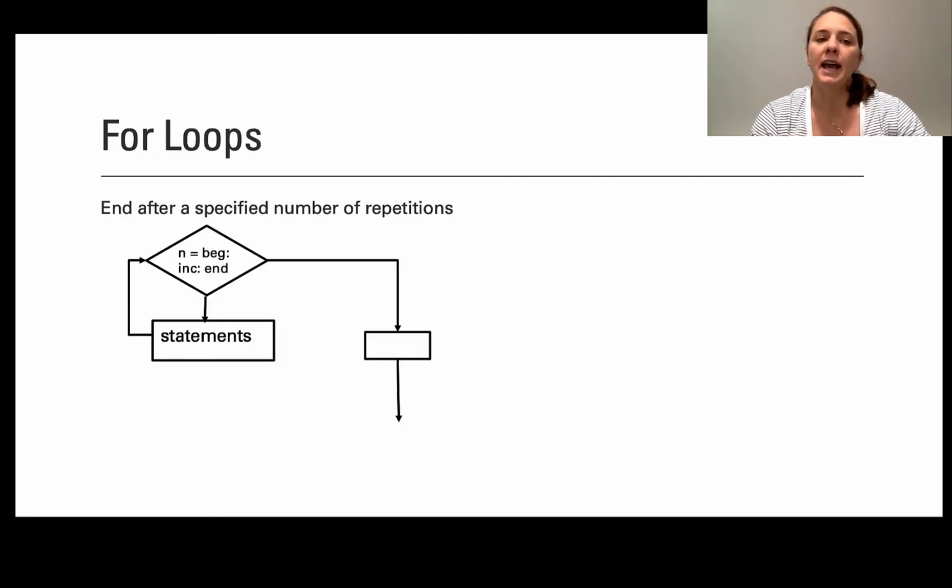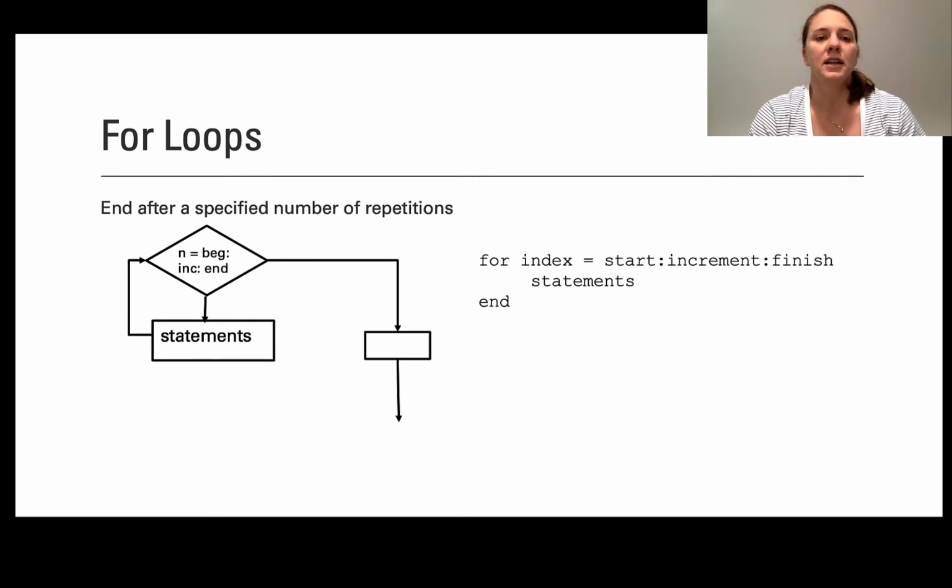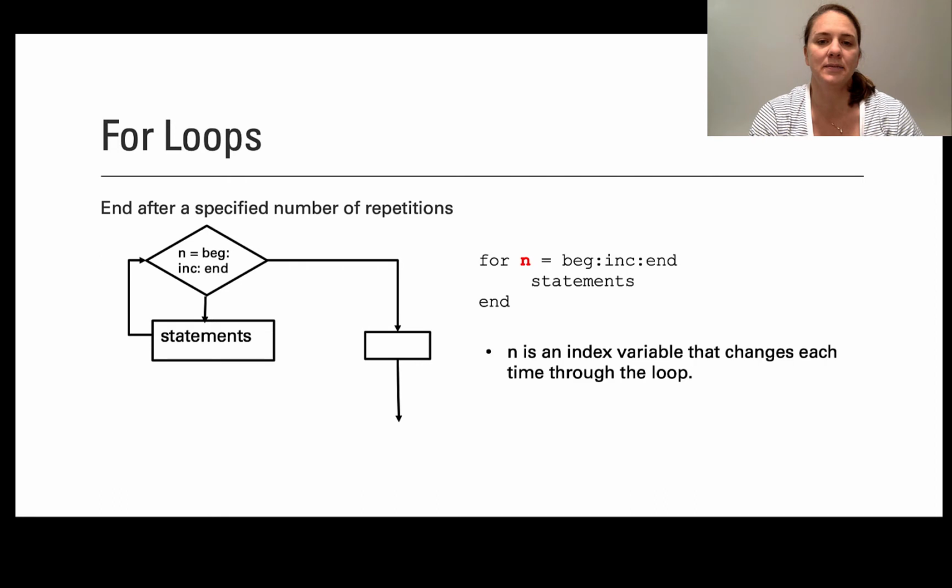For loops are going to end after a specified number of repetitions. So this is what the flowchart is going to look like. We're going to have a conditional, and we say n equals beginning, colon, increment, colon, end. Some set of statements are repeated. It comes back and repeats until it gets to the end. In code, it looks like this: for index equals start, colon, increment, colon, finish, run your statements, and then end.